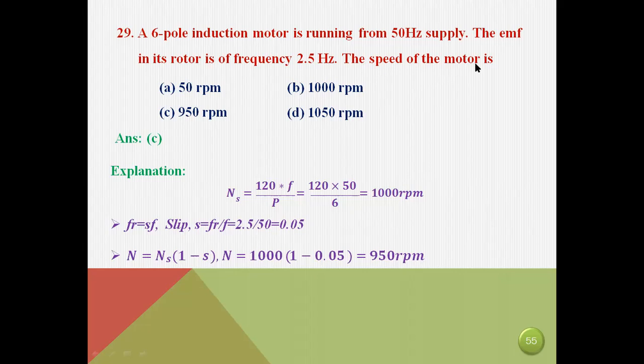Sometimes they will give speed of motor, sometimes speed of rotor. You are supposed to solve for N. We have S equal to (Ns minus N) upon Ns. Rearranging that equation, you can write N equal to Ns into (1 minus S). So N equal to 1000 into (1 minus 0.05). If you solve, you will get 950 RPM. There is option C where we get 950, so you can take that as the answer.